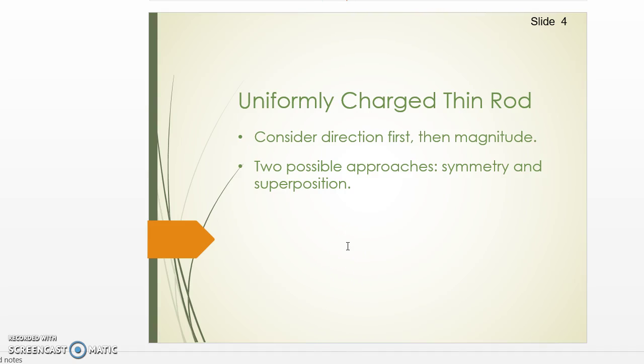Alright, so let's start off with a uniformly charged thin rod, and note my terminology. I really think it's a good idea to use the word rod rather than line of charge, just to emphasize that it really is a 3D object that we're talking about here. So first let's consider the direction of a field around a thin rod, and there are two possible ways of approaching this.